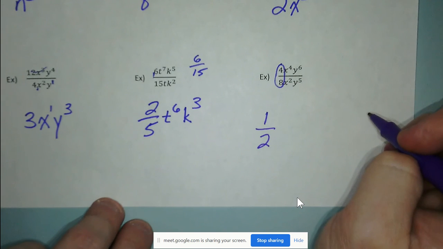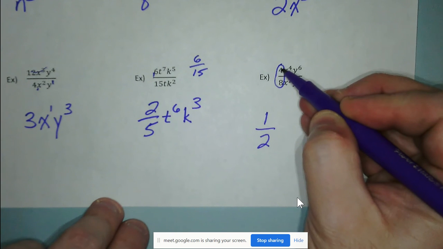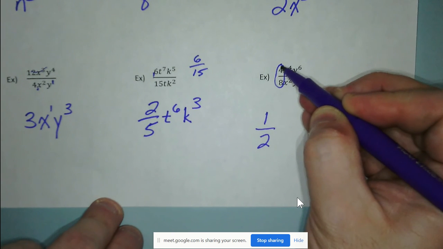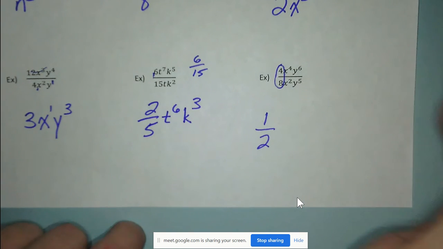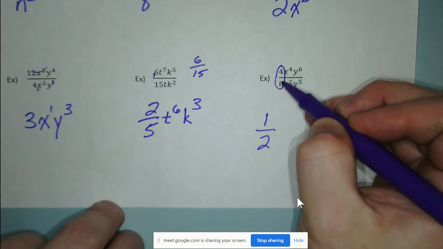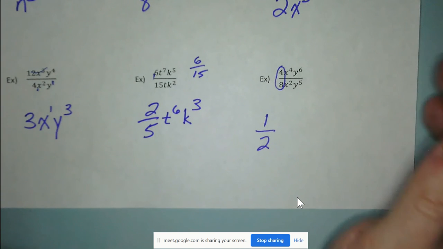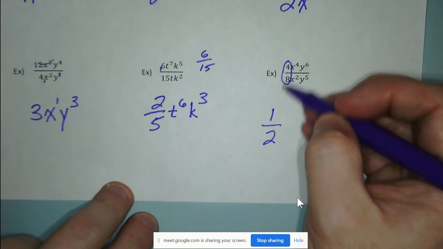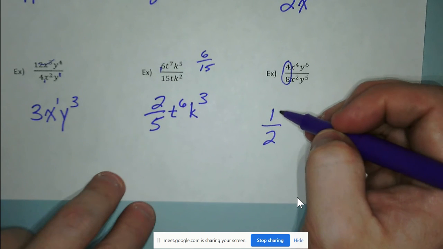Heck, people, what if that was 4 over 7? If that was 4 over 7, the reality is we couldn't really do anything with it. We would just have to leave it as 4 over 7. But if it can reduce, then we reduce.